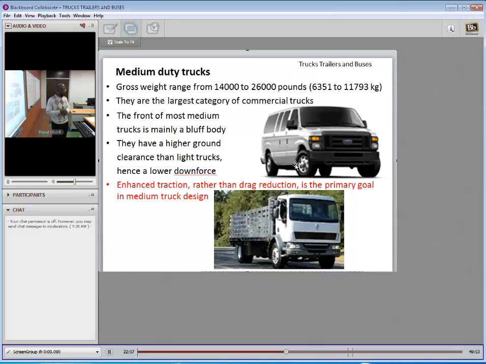The front of most medium trucks is mainly a bluff body. It's still the case, so not a whole lot has changed, again, because of the mission specification. The primary function of the medium truck is to carry payload and move things around. So not a whole lot of attention has been put to the design.